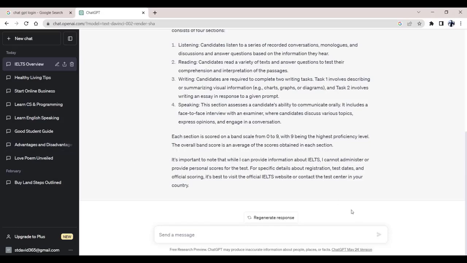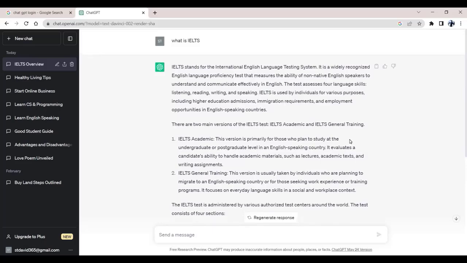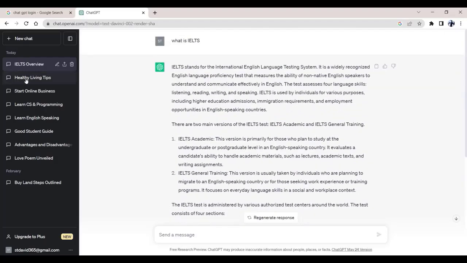It's important to note that while I can provide information on the IELTS, I cannot administer or provide personal scores for the test. For specific details about registration, tests, and official scores, it's best to visit the official IELTS website or contact them. That's lovely. So AI has given the lovely definition of what is IELTS, and you see we are getting all the things. Now, for example, tips.